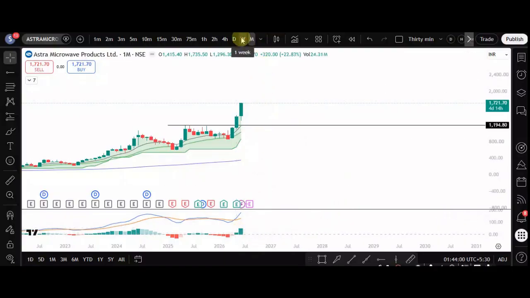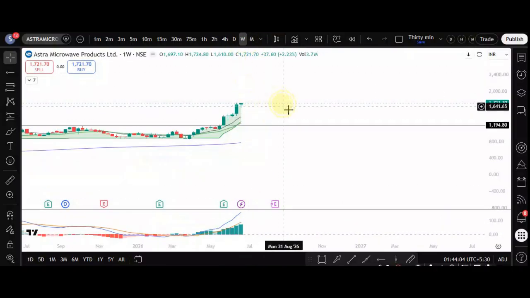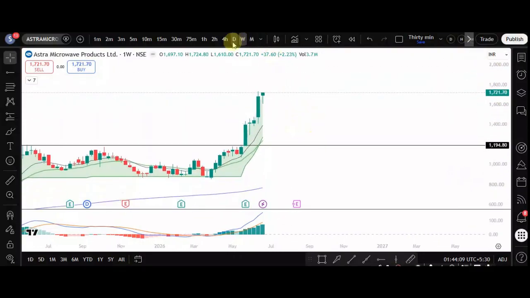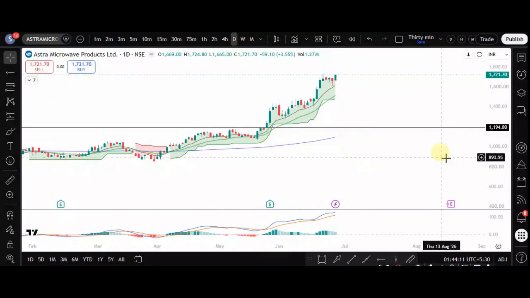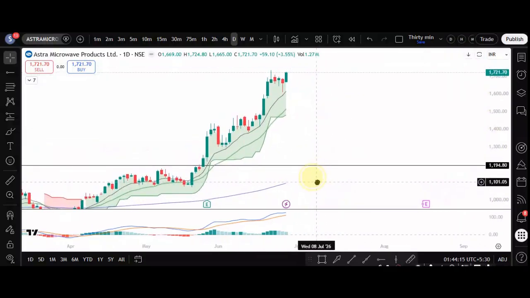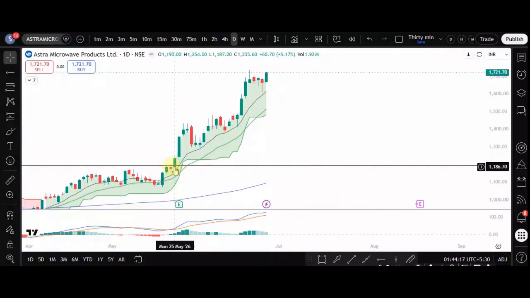The same thing should continue with the lower time frames, that is weekly also it is the same, and even in daily time frame it is the same. So once you get these three time frame confirmations, you can go ahead and take a trade without any doubt, and you can hold it till it closes below the 10 EMA.